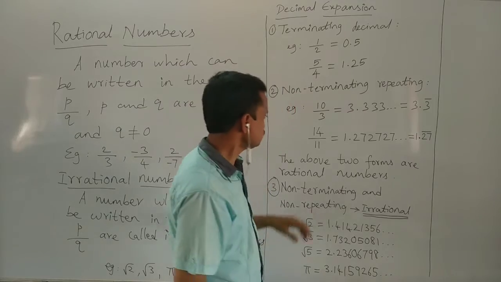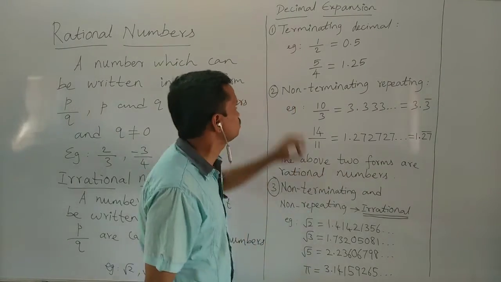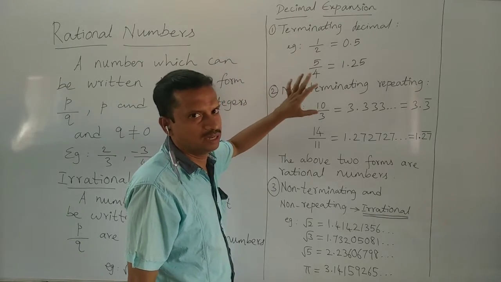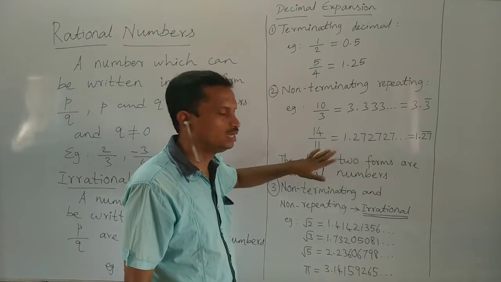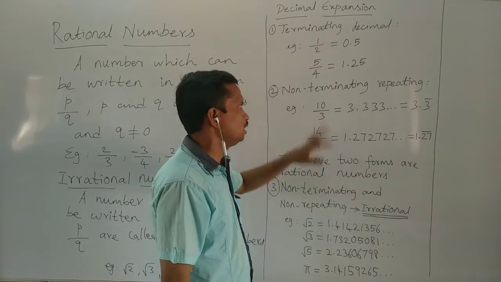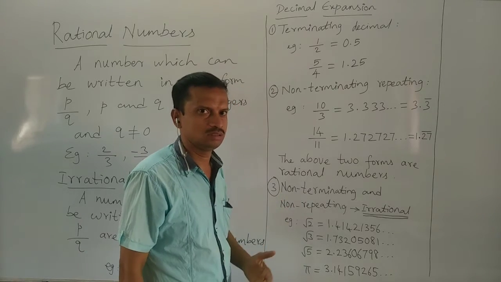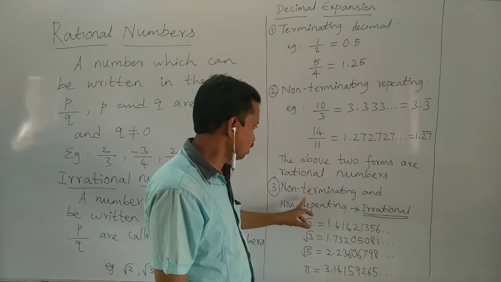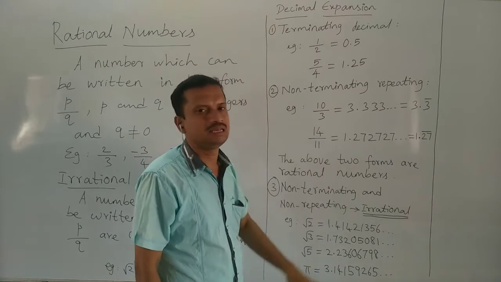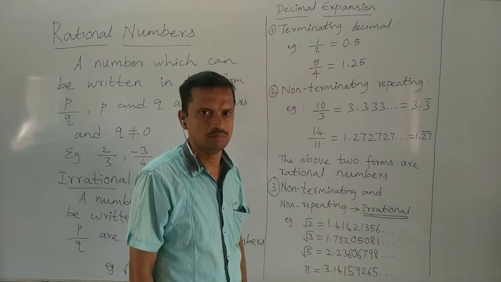Okay? So, the above two forms are rational numbers. The first two decimal expansions represent rational numbers. Terminating decimal is also a rational number. Non-terminating repeating is also a rational number. And now coming to the next, that is irrational form. Non-terminating and non-repeating decimals are irrational numbers.